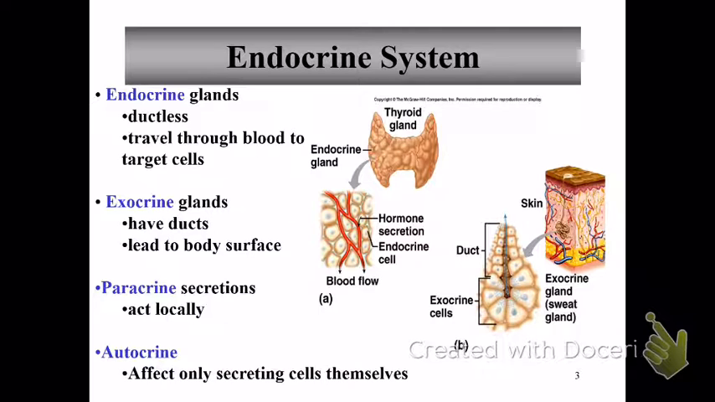They travel into the blood to the target cell. Exocrine glands lead to body surfaces, like sweat and oil. I think what you see there is a sweat gland. Paracrine are going to be local, so highlight that word. Paracrine are local. Paracrine are local, and autocrine affect only the secreting cells themselves.